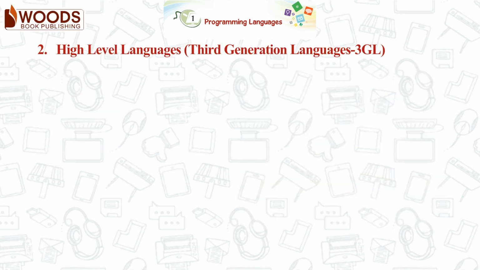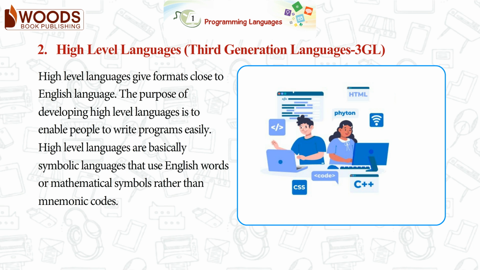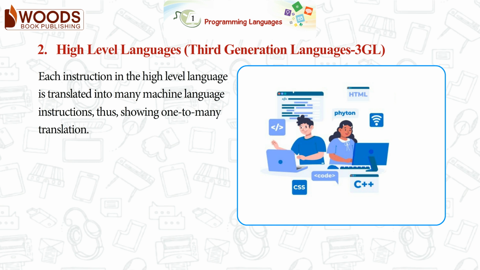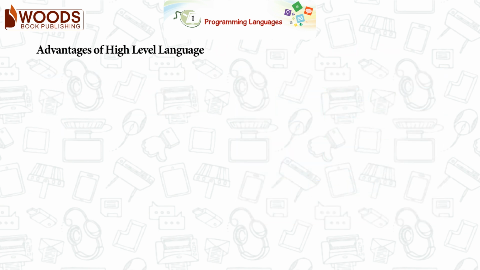2. High-level languages. Third generation languages, 3GL. High-level languages give formats close to the English language. The purpose of developing high-level languages is to enable people to write programs easily. High-level languages are basically symbolic languages that use English words or mathematical symbols rather than mnemonic codes. Each instruction in the high-level language is translated into many machine language instructions, thus showing one-to-many translation.